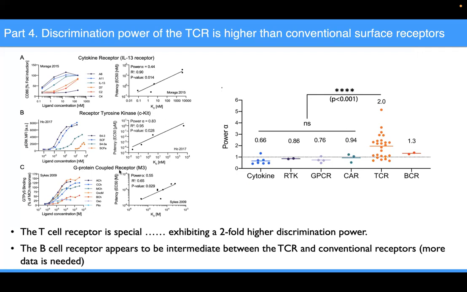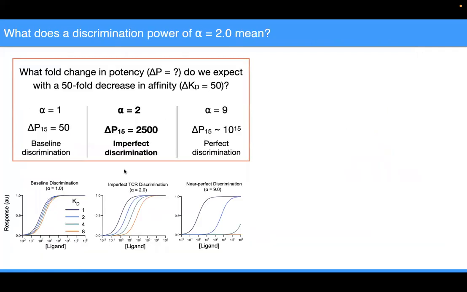I'll skip the B-cell receptor for now, and I'll just mention what this means for discriminating antigens, going back to this problem of self-non-self discrimination. The way I want to talk about that is to ask what fold change in potency, or equivalently, what fold increase in ligand concentration, do we need to activate a T-cell when you drop the affinity of the ligand by about 50-fold?